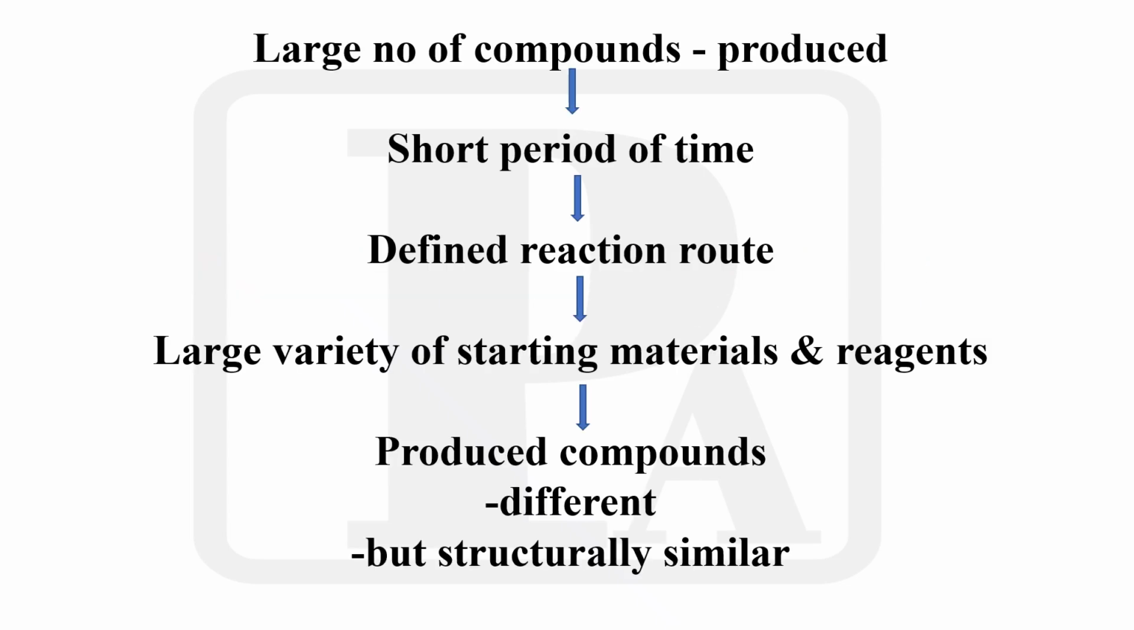Dear students, now we are going to see combinatorial synthesis. Here, a large number of compounds are produced in a short period of time using a defined reaction route with a large variety of starting materials and reagents. Finally, the produced compounds are different but they are structurally similar. So, we can get a large number of molecules that are different but structurally similar. How are they produced in a short period of time using a defined reaction route?